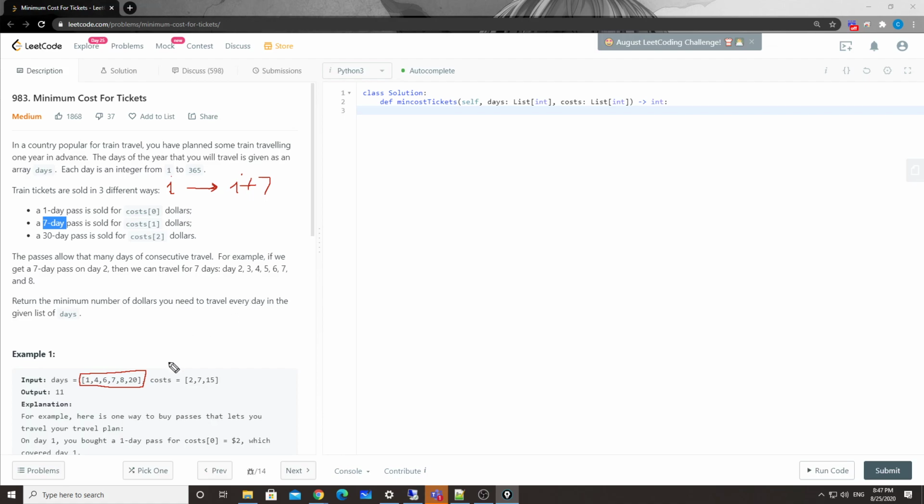So I think it's kind of obvious, this is a DP problem. For the DP problem, as usual, let's try to find the state transition function. Basically, we have a dp[i], which means that at the i-th day, we have traveled up to the i-th day, and this is the minimum cost.